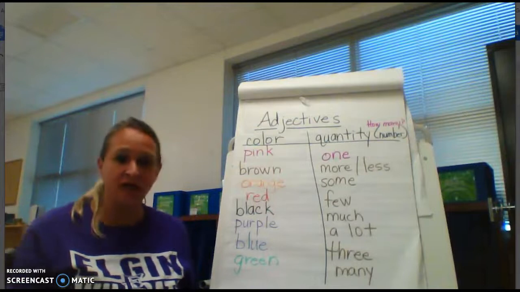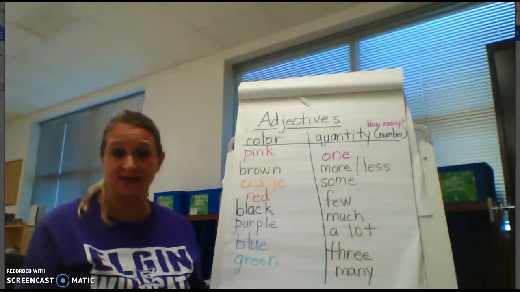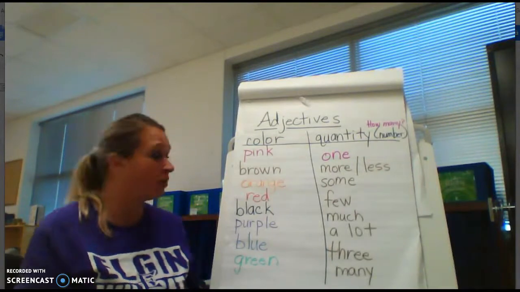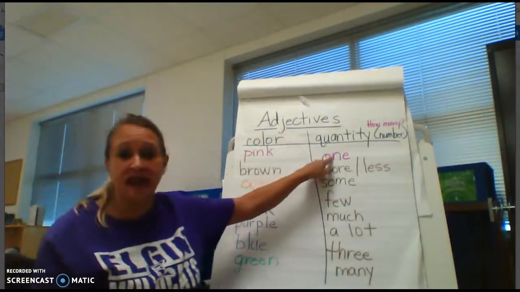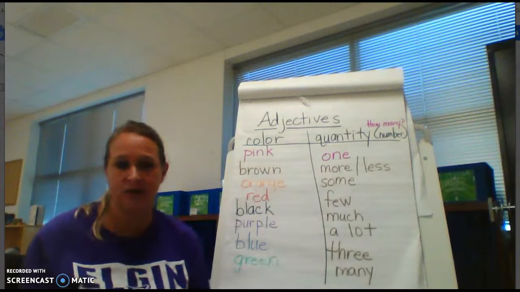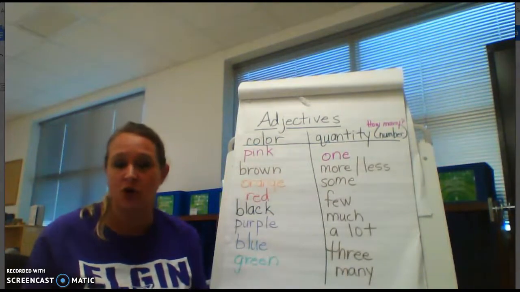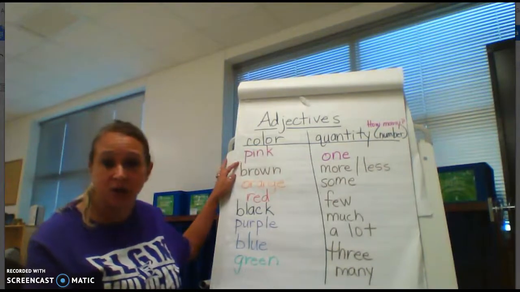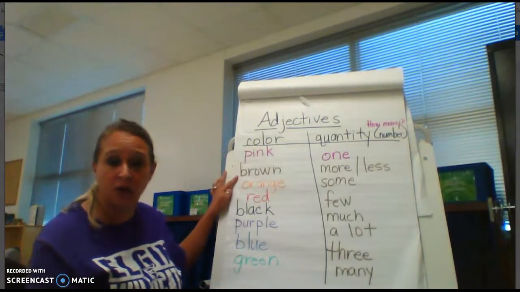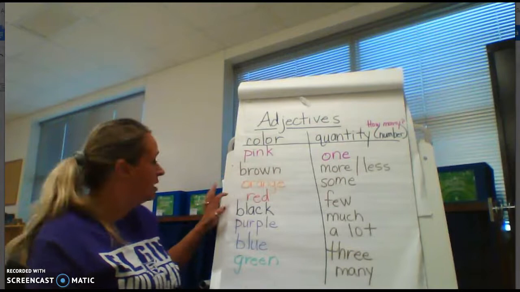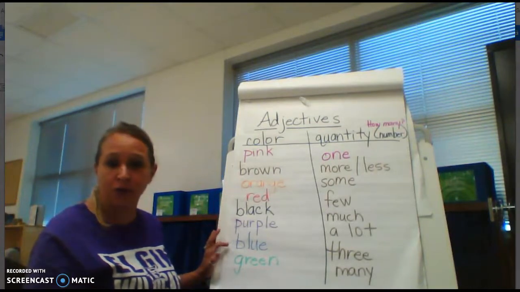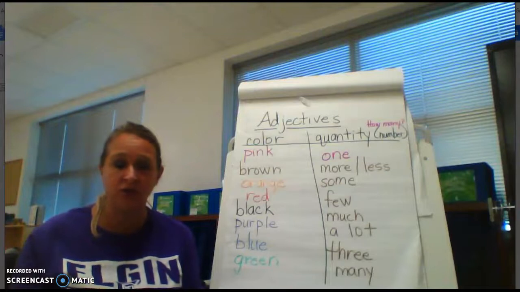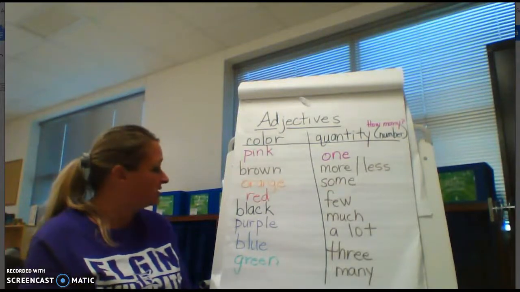We have been working very hard with adjectives this week. This week we used lots of adjectives for color and adjectives for quantity in our writing to make our writing so much more interesting. So some of the colors that we used in our writing, we used pink, brown, orange, red, black, purple, blue, green. There are many more color words that we can use for adjectives, but these are just some of the few that we talked about.